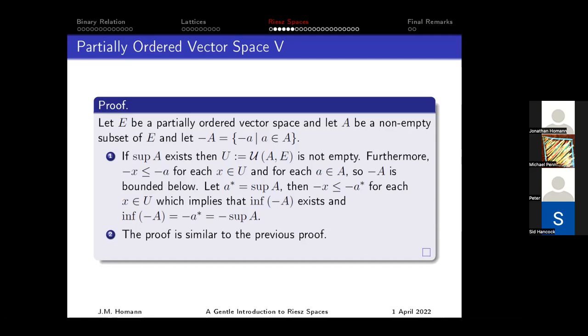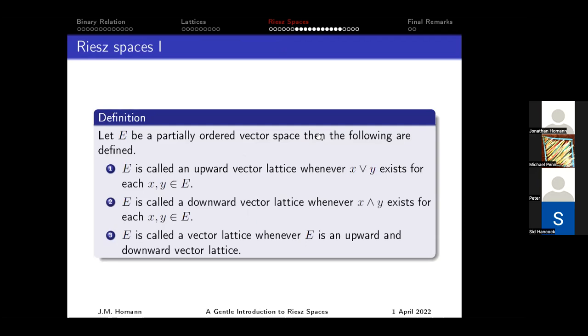So we'll show that every lower bound of A is an upper bound of minus A, and so the infimum of A, which is the greatest lower bound of A, becomes the least upper bound of minus A. So the infimum of A is the supremum of minus A. And so the infimum of A is equal to, similarly as we've done here, minus the supremum of minus A.